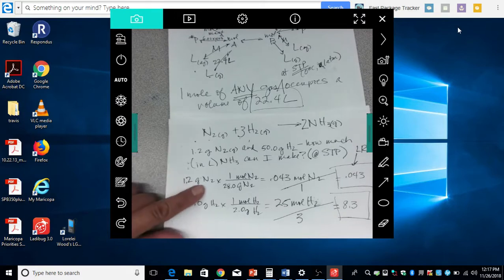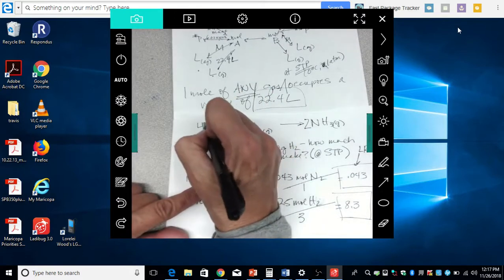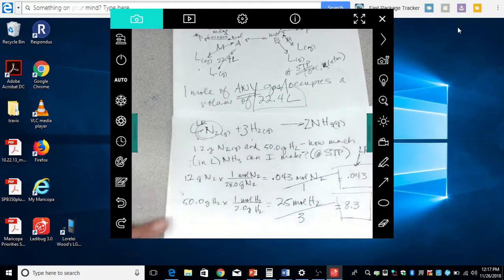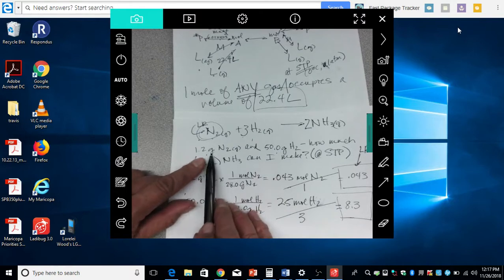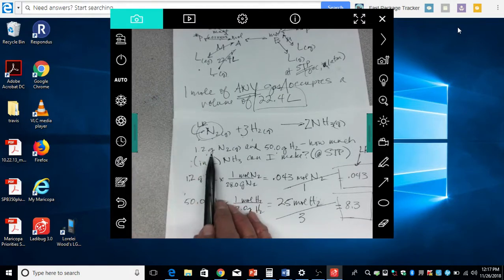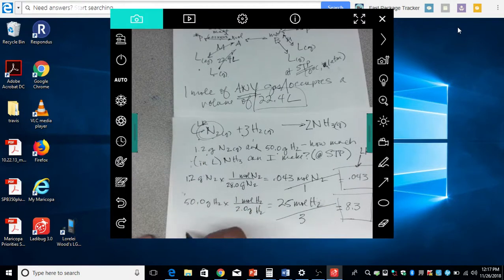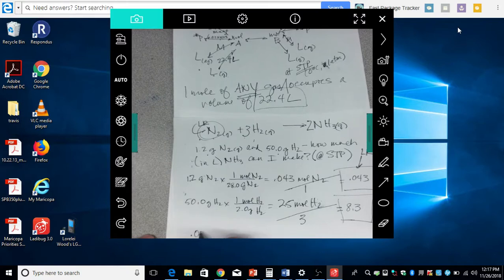And I always put a little note to myself so that I know where to start. And that was kind of deceptive. You go, oh, 1.2 grams of that, and I got 50 grams of that. You'd think that right off the bat that would be the limiting reagent. Well, it wasn't deceptive. It was true. 0.043 moles of N2. Now, what am I going to do there?